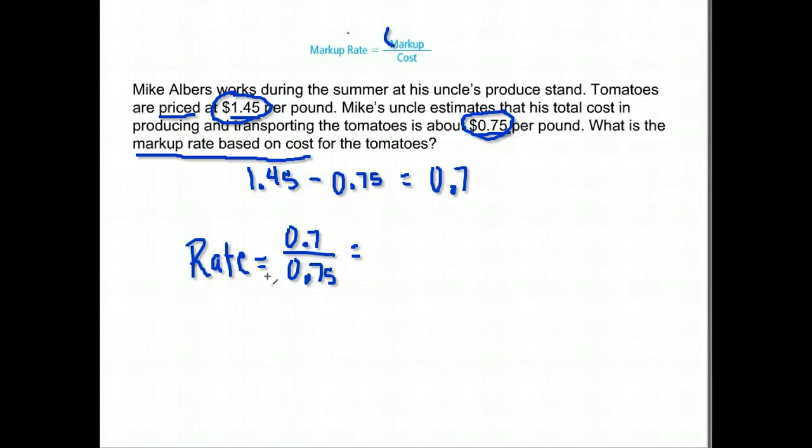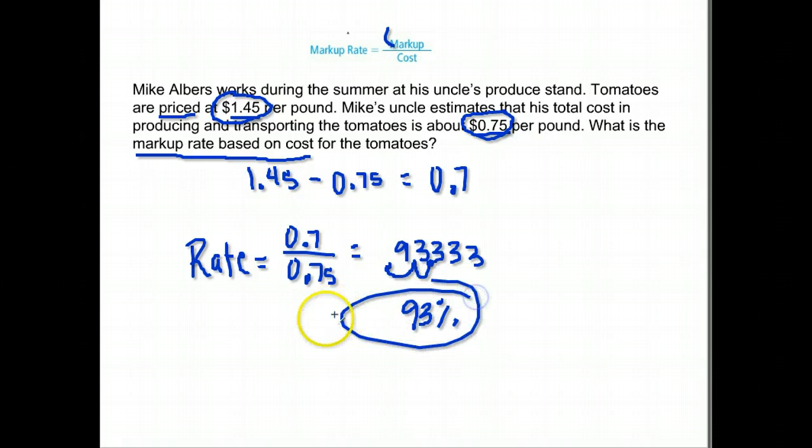So we're going to take 0.7 divided by 0.75. And I get 0.93333. It goes on from there. We want to write that as a percent, so we move our decimal 2 places to the right, and we get a markup of 93%.